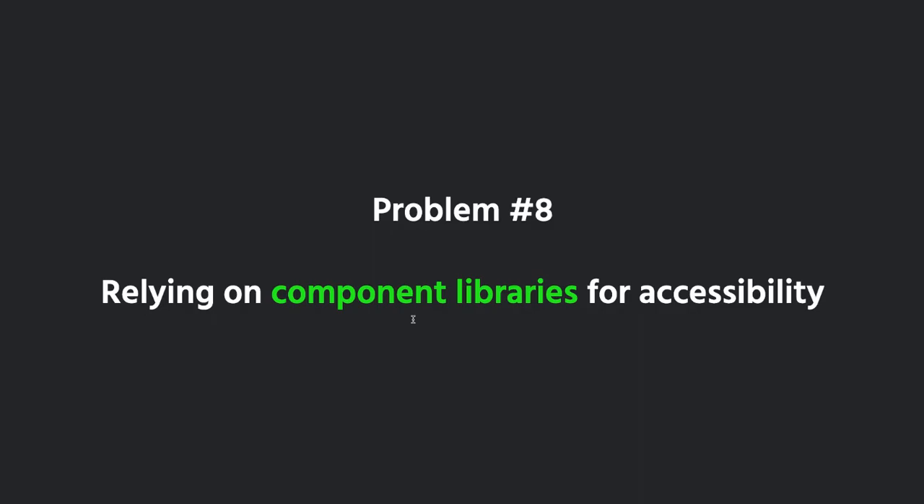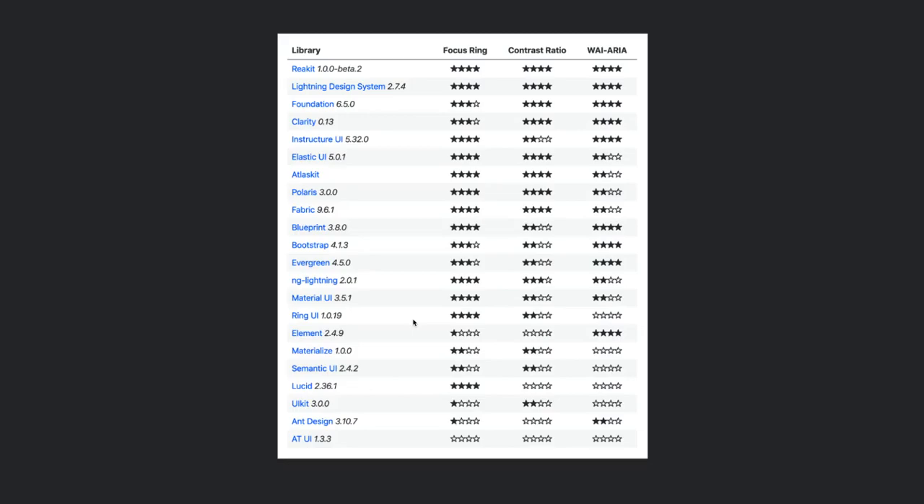Problem number 8 is relying on component libraries for accessibility. And this is actually a common one too. This is an independent review of the accessibility compliance of a lot of common component libraries. And a lot of them, even closer near the bottom, have upwards of like 50 to 100,000 GitHub stars and are used in lots and lots of websites, but actually fail a lot of very common accessibility compliance tests.